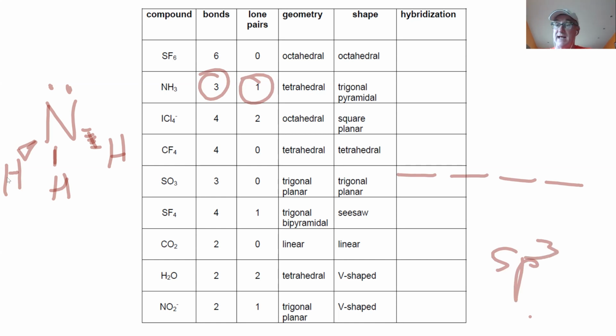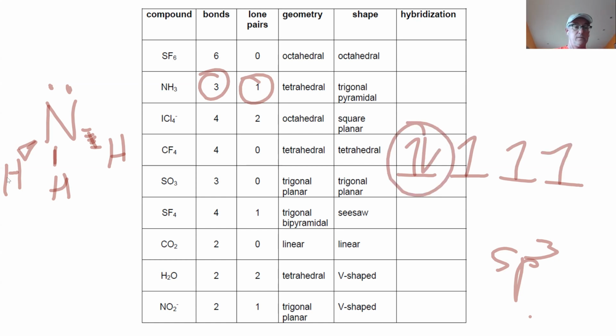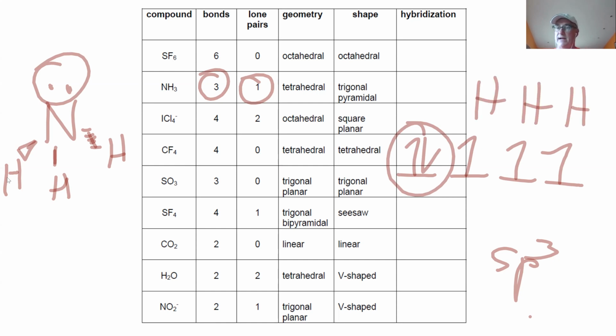And so nitrogen has 5 valence electrons. So we go 1, 2, 3, 4, 5. So there's our lone pair. And that one bonds with a hydrogen, that one bonds with a hydrogen, that one bonds with a hydrogen. So sp3. And basically, that's just really how you go. This table you can get through pretty quickly that way.